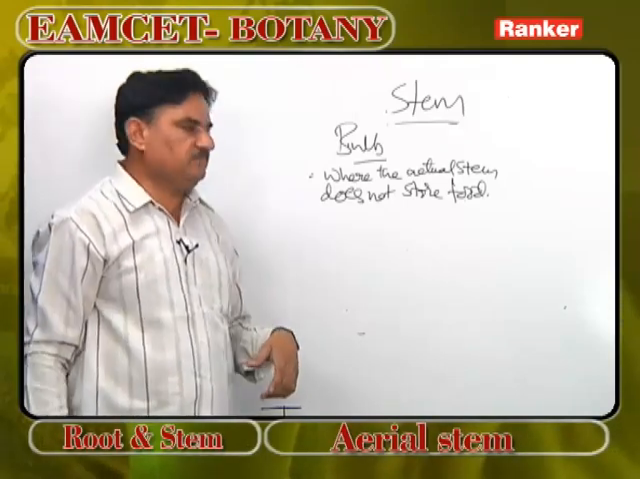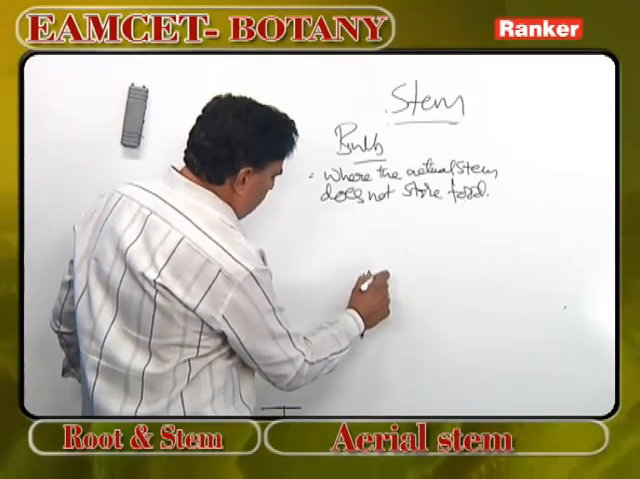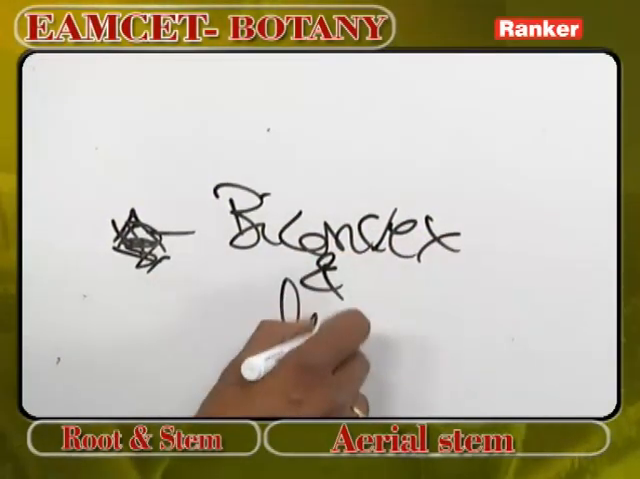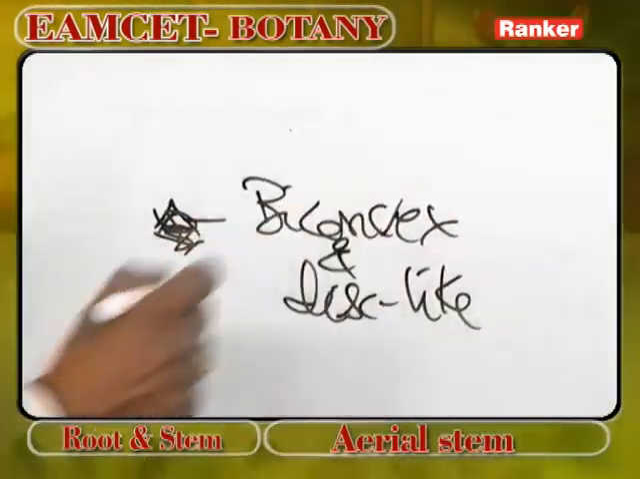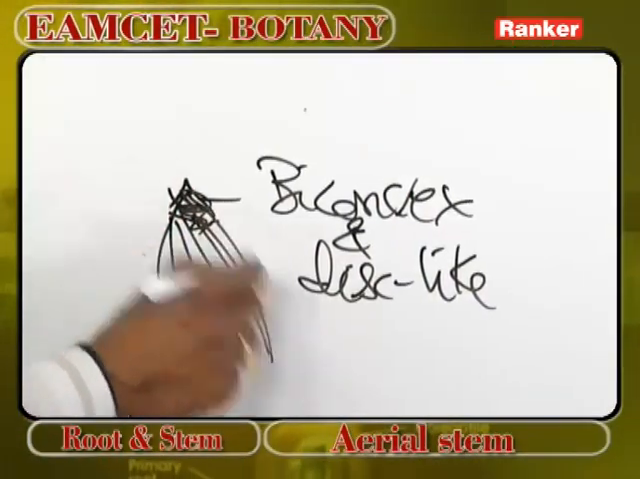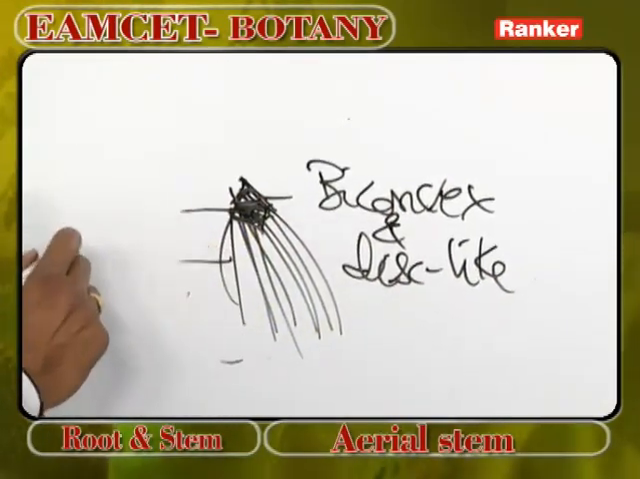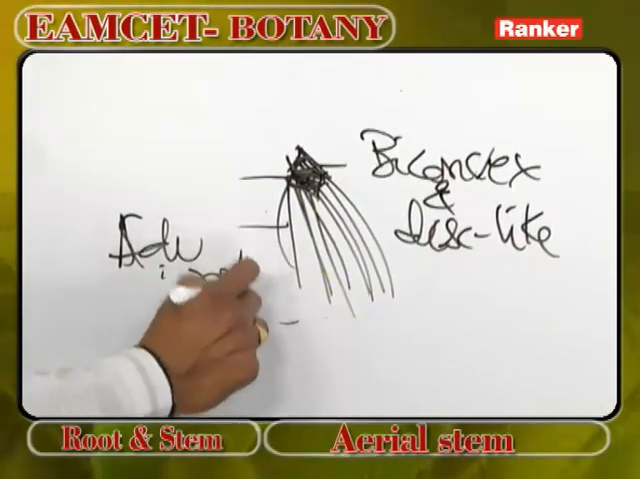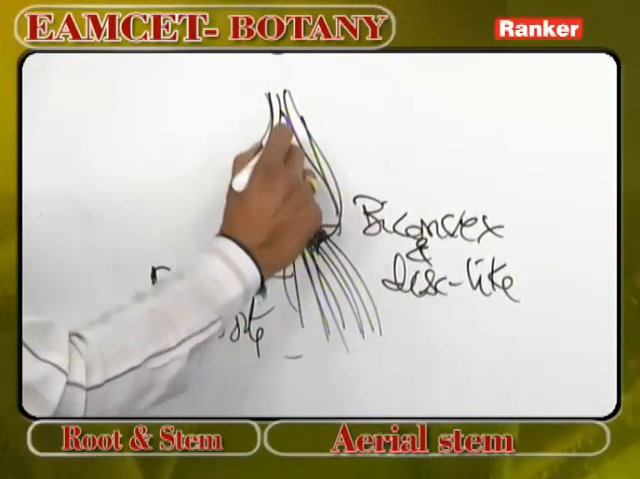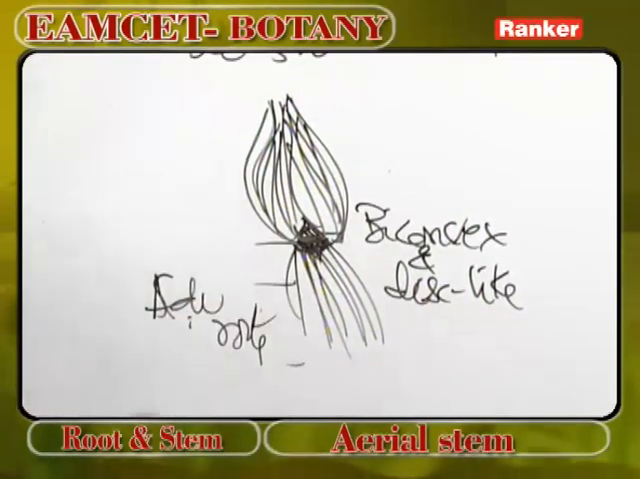Bulb is an underground stem modification where the actual stem does not store food material. Here the stem is very much condensed, biconvex and disc-like. From the lower side of the stem, a bunch of adventitious roots are produced. From the upper side, many scale leaves are formed, arranged in the form of a bunch or group.